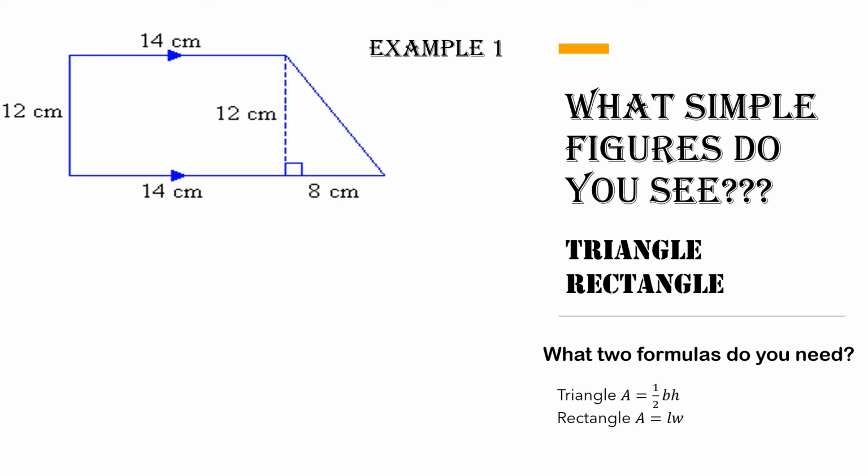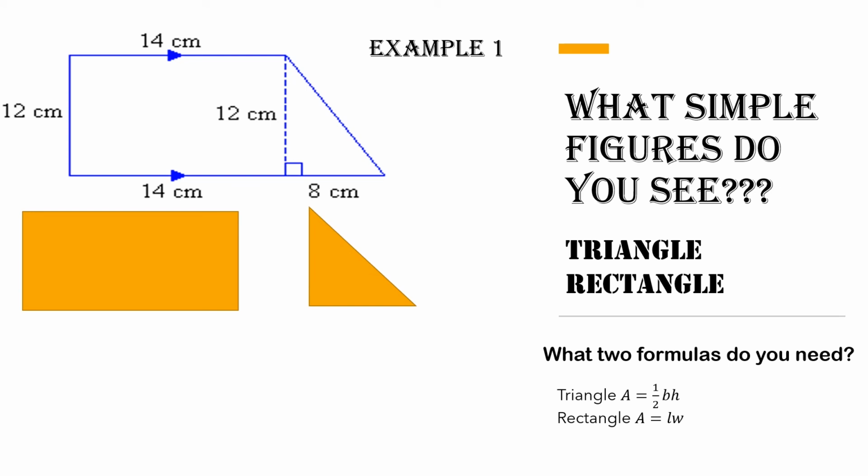width. So what I like to do now is bring each of those simple figures out and kind of separate them and start to find the area of each. So for my rectangle, I have a length of 14 centimeters. I have a width of 12 centimeters. For my triangle, I have a base of 8 centimeters and a height of 12 centimeters.